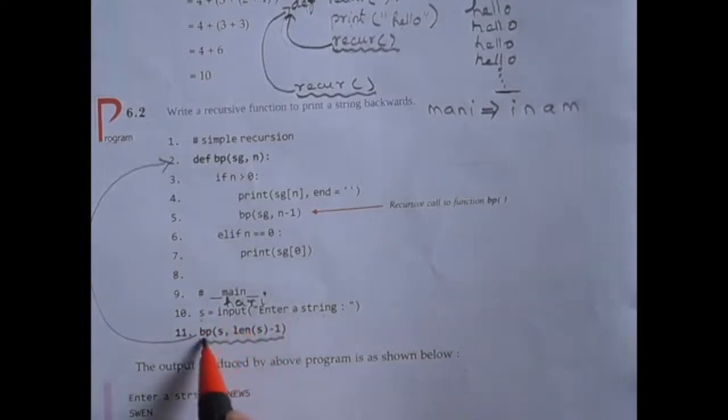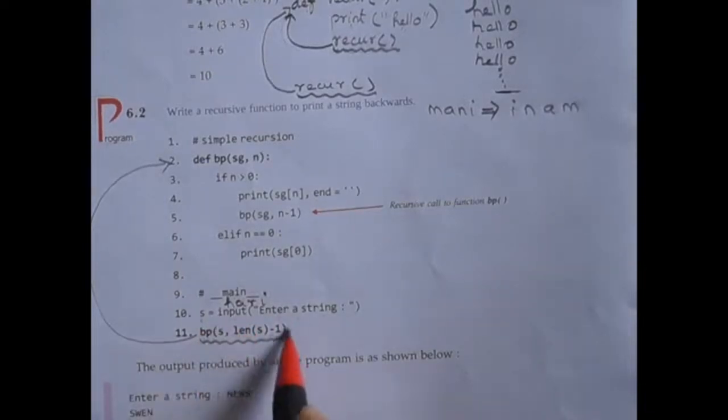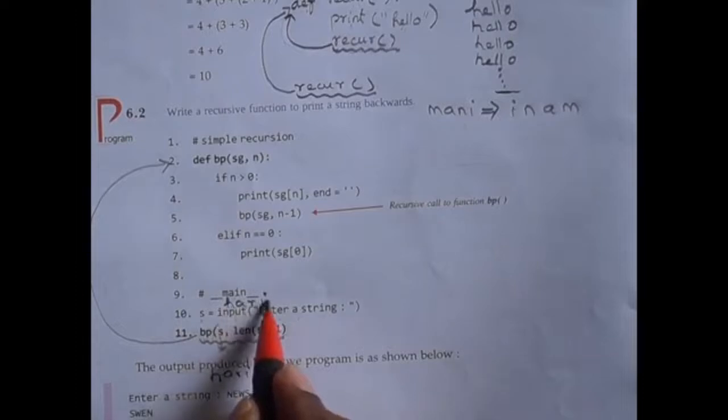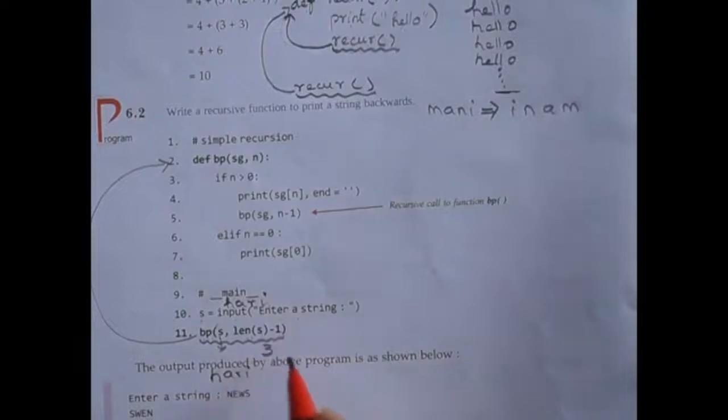Fine. So, BP function, what is this? What is S value? We know that it is nothing but Hari. And what is the length of S? 1, 2, 3, 4. Totally 4 characters. So 4 minus 1, it is 3. So S value is Hari and len of S minus 1, the ultimate value, is 3. So Hari comma 3. Understand?